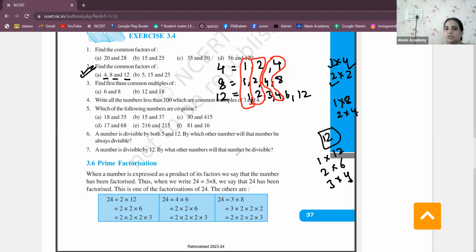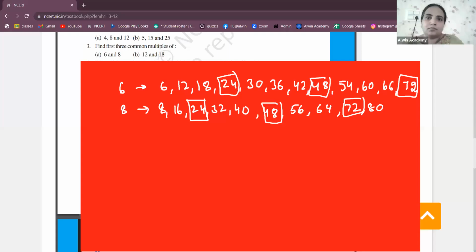Okay. Now quickly do the B part by yourself. जल्दी से. 5, 15 and 25. List all the factors first, then find the common ones, okay? I am pausing the recording till then.